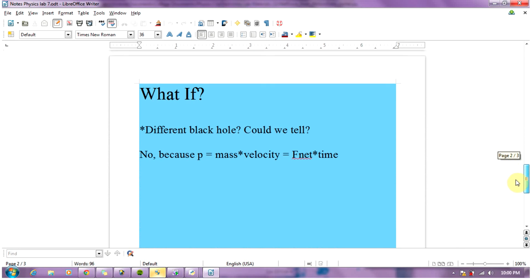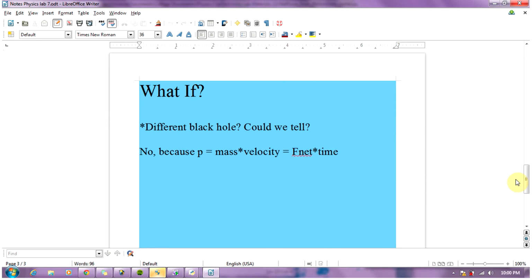But what if we were given a different black hole? Could we tell that this was different if the star stayed in the exact same motion? I said no, because momentum equals mass times velocity, which equals the net force times time. So if our direction doesn't change and our magnitude does not change, that means it is impossible for our mass to be different, because our mass equals our net force. Therefore, it would be the exact same mass. Yeah, so there you go.